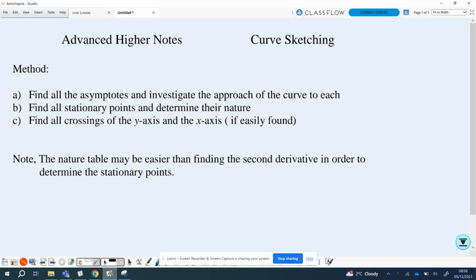Find the stationary points, determine the nature, which we do have a second way of doing, the second derivative test that can help us there, if it's easy to get a second derivative. And then part C, we want to find the crossings of the y-axis and x-axis, again, if easily found. Depending on the functions, that can be a lot trickier regarding certain values that we get. So just a wee quick note, the nature table may also be easier than finding the second derivative in order to determine the stationary points and nature. Again, we've got that up our sleeve from last year.